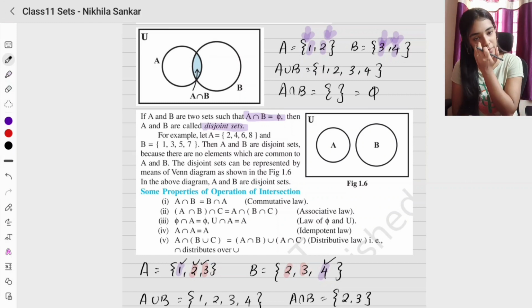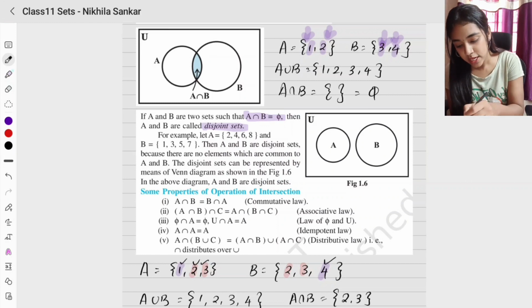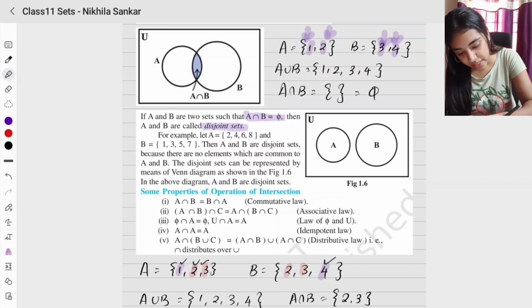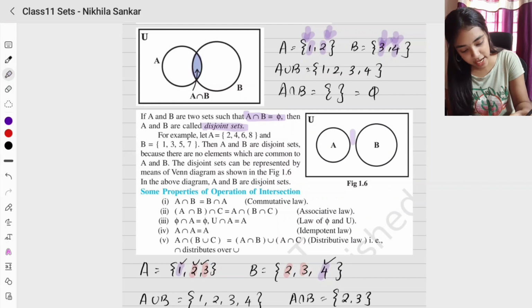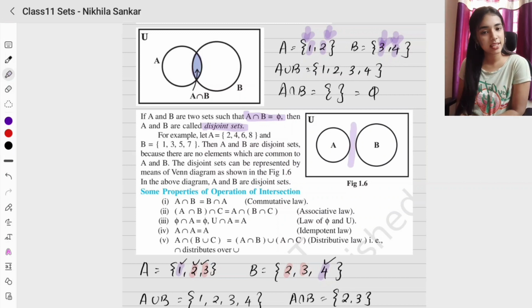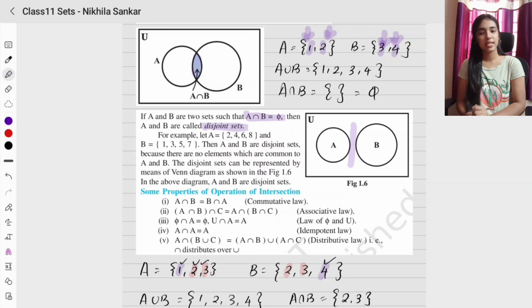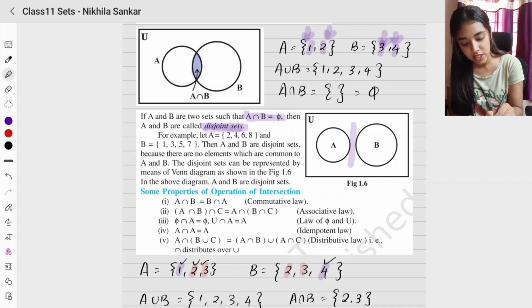How are we going to represent that in a Venn diagram? So here I have a Venn diagram. This shaded area is going to be my A intersection B. Where is the intersection of the two? That is going to be my A intersection B. For disjoint sets, I see that there is no intersection. Is there a gap between the two? I see a gap between A and B in the diagram. So this means there is no intersection. These are called disjoint sets.